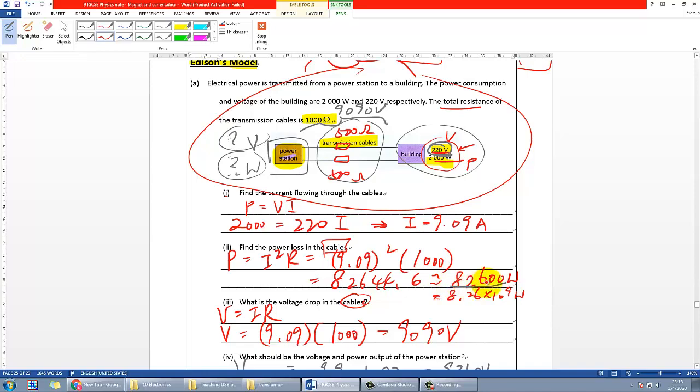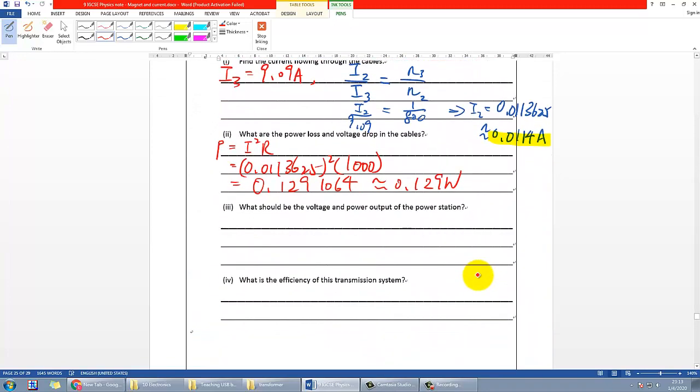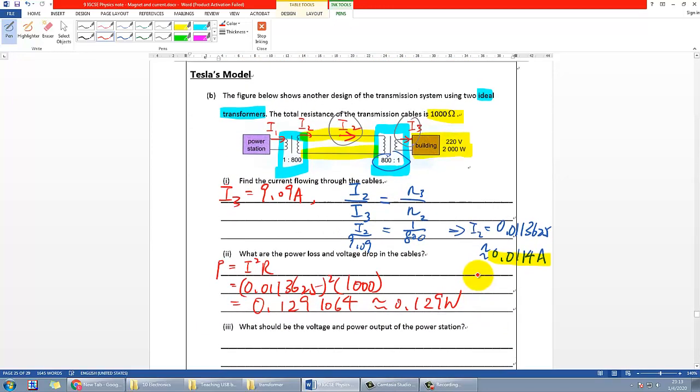It's 2600 watts. So you can already see who's the winner here. But anyway, let's continue with the rest of the calculation. In fact, the question also asks you to calculate the voltage drop. So the way to do it is similar to the Thomas Edison's model, which is V equals IR, where V is the unknown, I is the one that we have, 0.0114, or you can use the whole number if you want, and R is 1000.